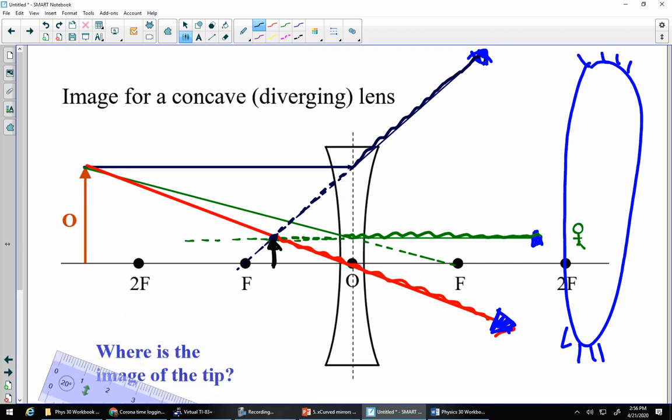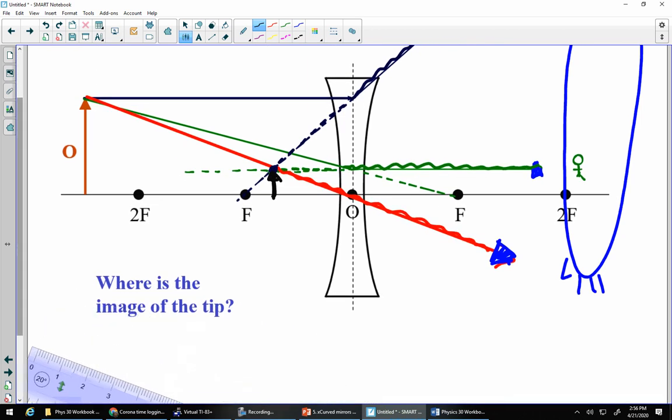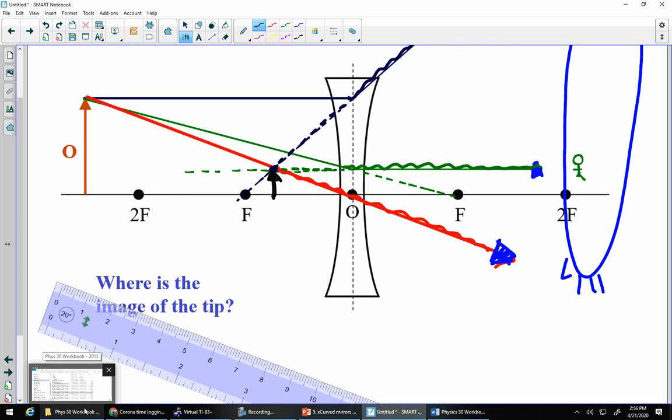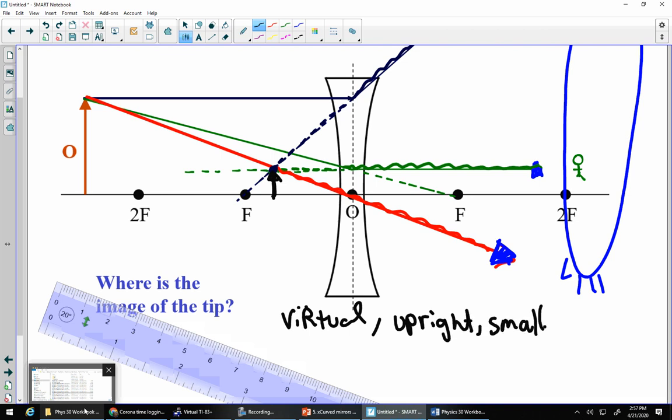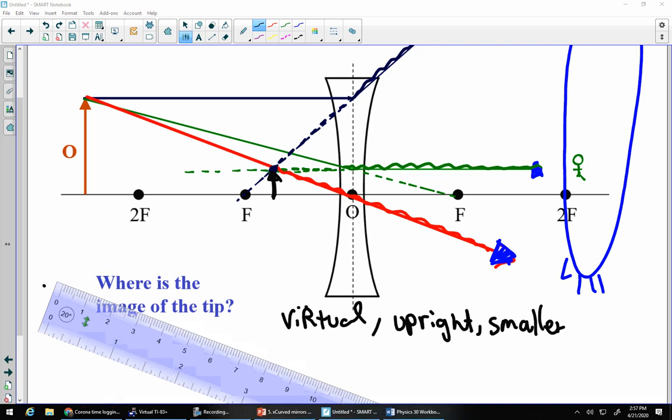Now, when I think about this one, if I wanted to figure out the characteristics of those, are they all real rays? No, some of them are virtual. Some of them are not actually coming from there. So it is a virtual image. It is upright. And it is smaller. Exactly like we saw with diverging mirrors, everything is virtual, upright, and smaller. Every single little piece of it is virtual, upright, and smaller.